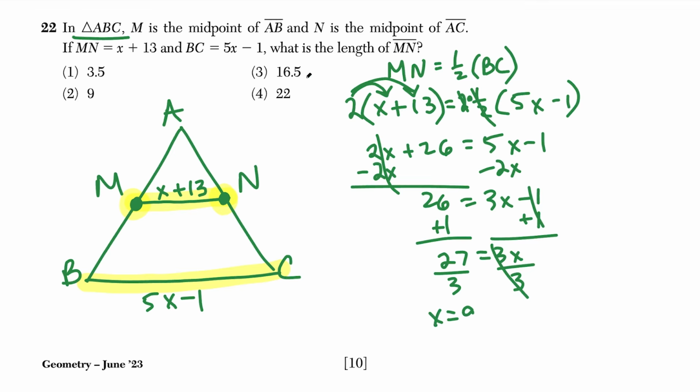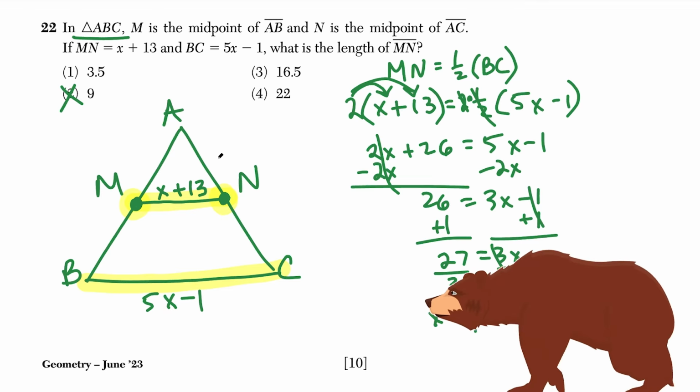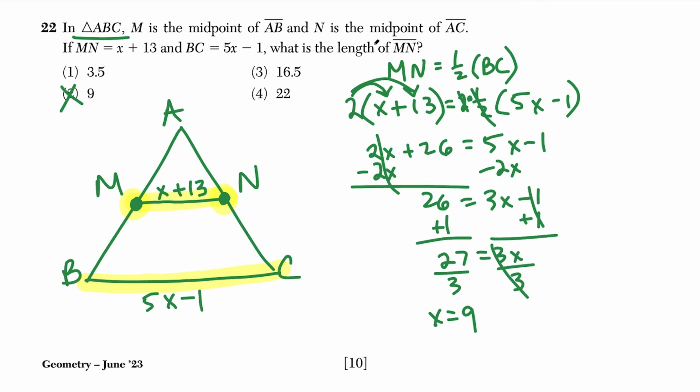But be careful. They're not asking you what is the value of x. If you pick 2, this is a dangerous bear trap. What you want to do is find the length of MN. MN was x plus 13. So MN would be x, which is 9, plus 13. So this is equal to 22. Choice 4 is our answer.